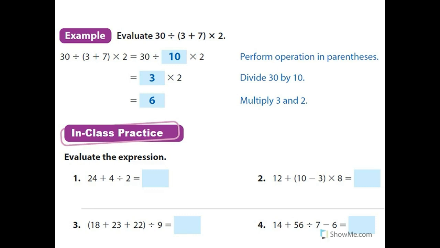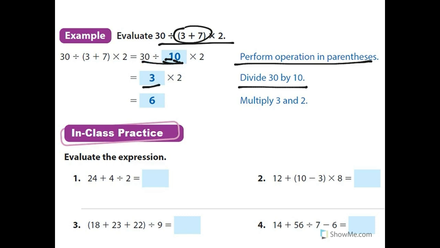Our example is evaluate 30 divided by the quantity 3 plus 7, times 2. So perform operations in parentheses. So we're going to do 3 plus 7. So 30 divided by 10 times 2, all right? Then we're going to divide 30 by 10 because we divide left to right. So 30 divided by 10 is 3. Bring down our times 2, and then multiply 3 times 2, which is 6.